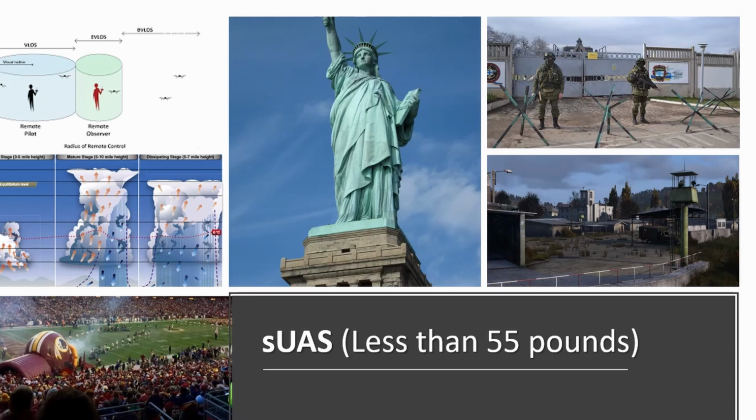BVLOS, beyond visual line of sight, is what UPS and some of the other major drone operations are starting to use or trying to get into, to include the railroads. So they can do railroad inspections. They can start at point A and then fly all the way down the track without having somebody have to see that, because railroad tracks are pretty long. What you can do is add in a visual observer along the way.